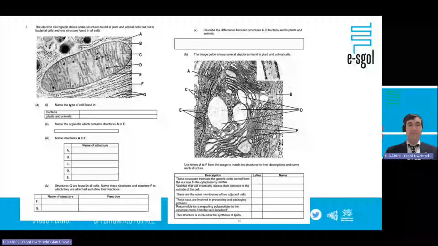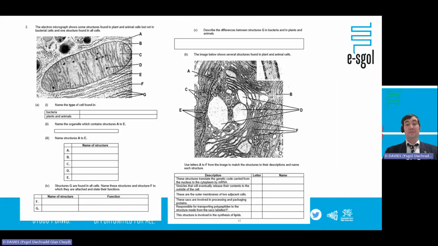That's the first slide. Name the organelle. So again, cylinder shaped, folds on the inside. Remember, name structures A to E. So this is all naming parts of the organelle that I'm trying desperately not to mention, the organelle that I've just referred to in A part 2.